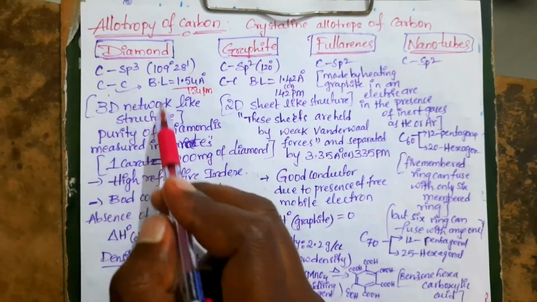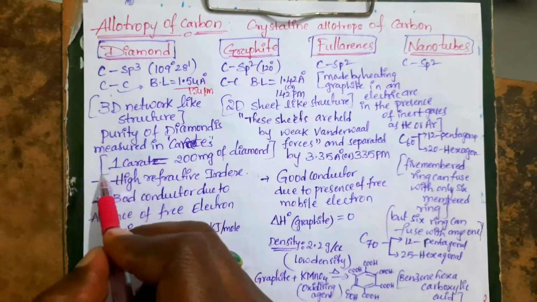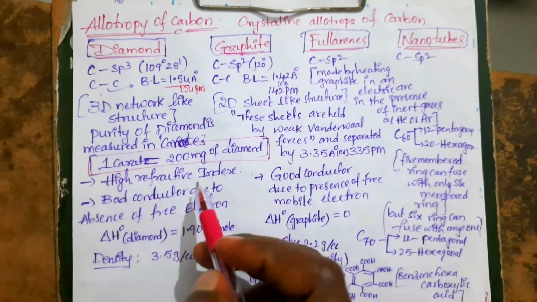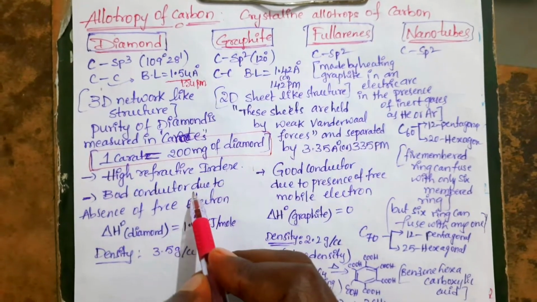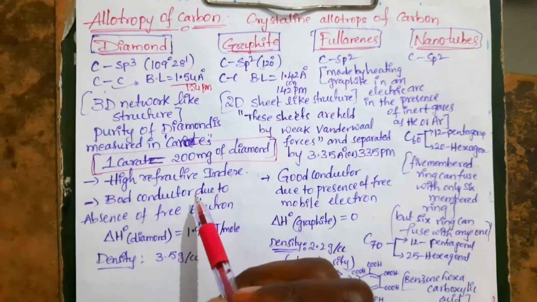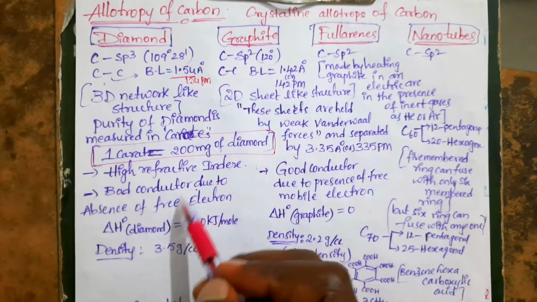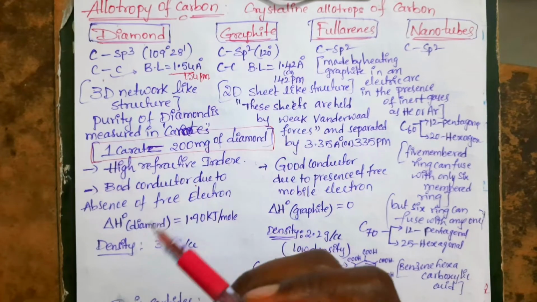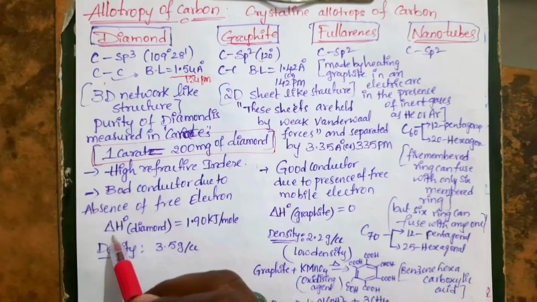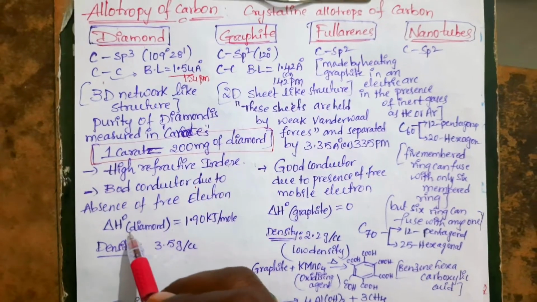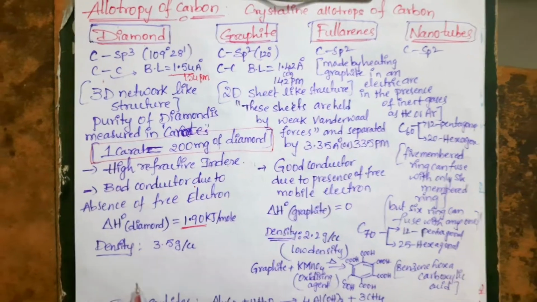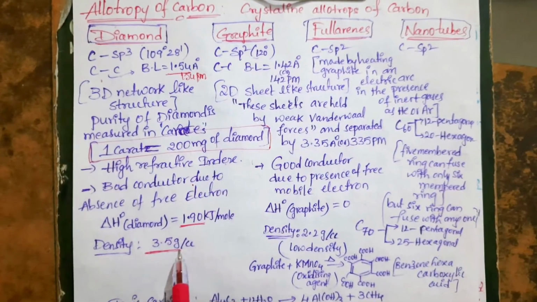The purity of diamond can be measured in carats. 1 carat is equal to 200 milligrams of diamond. So this diamond has a high refractive index, and for that reason it has a shining property. It is a bad conductor due to the absence of free electrons, because all the 4 valence electrons are involved in chemical bond formation. The standard enthalpy of diamond among carbon allotropes is taken as 1.90 kilojoules. Its density is taken as 3.5 gram per cc.